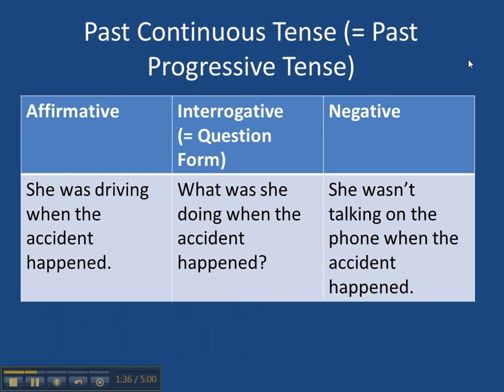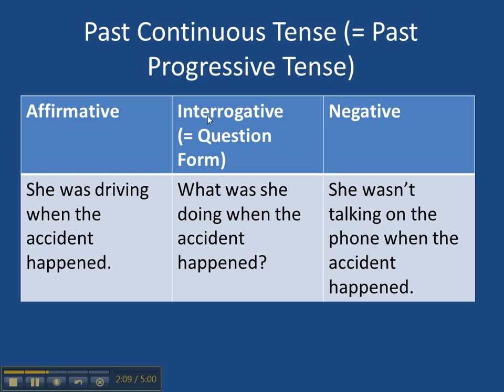And here is the past continuous tense. She was driving. You've got past tense of verb to be, and then the ing form, or the present participle. Here's the question form, what was she doing? And the negative, she wasn't talking on the phone. And if you'll see how this past continuous tense is used, there's another verb here in the simple past.